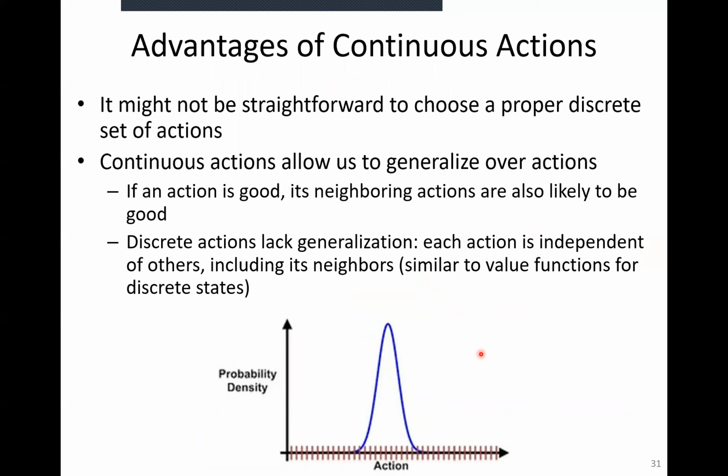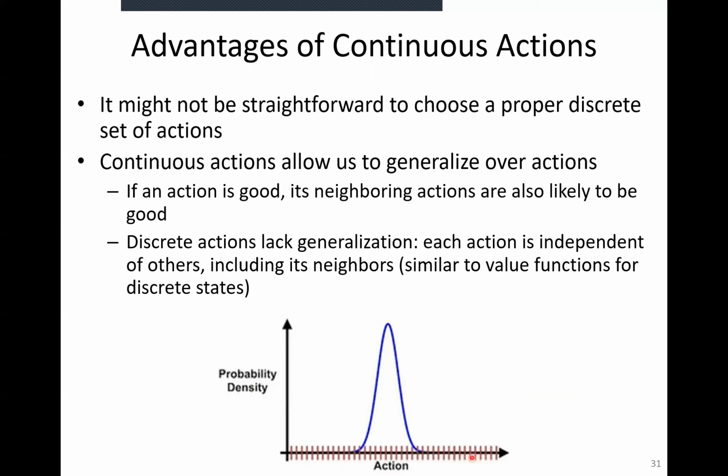So we have been discussing discrete actions with the softmax parameterization of their probability of taking each action, but sometimes continuous actions are preferable. It may not be straightforward to choose a proper discrete set of actions, and continuous actions allow us to generalize over actions.